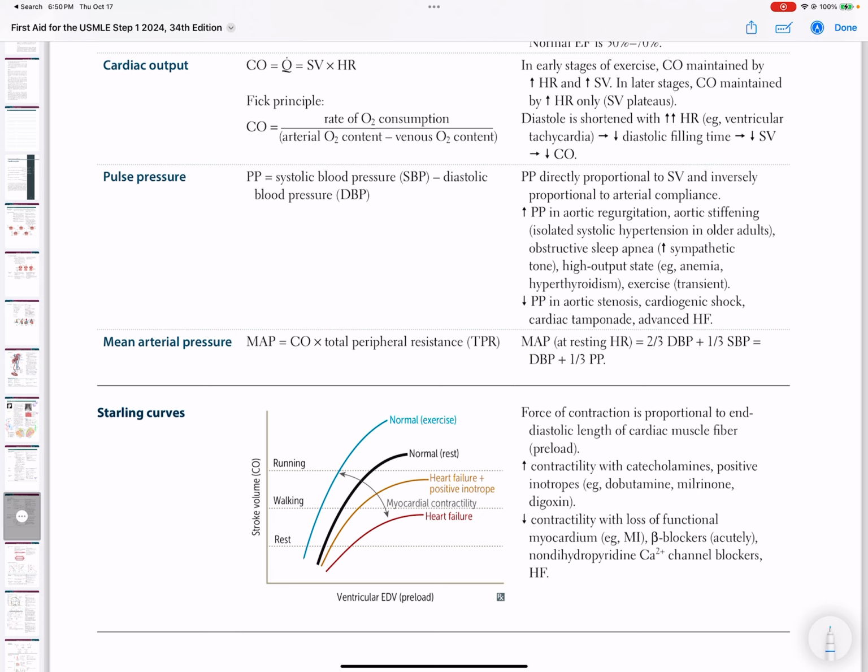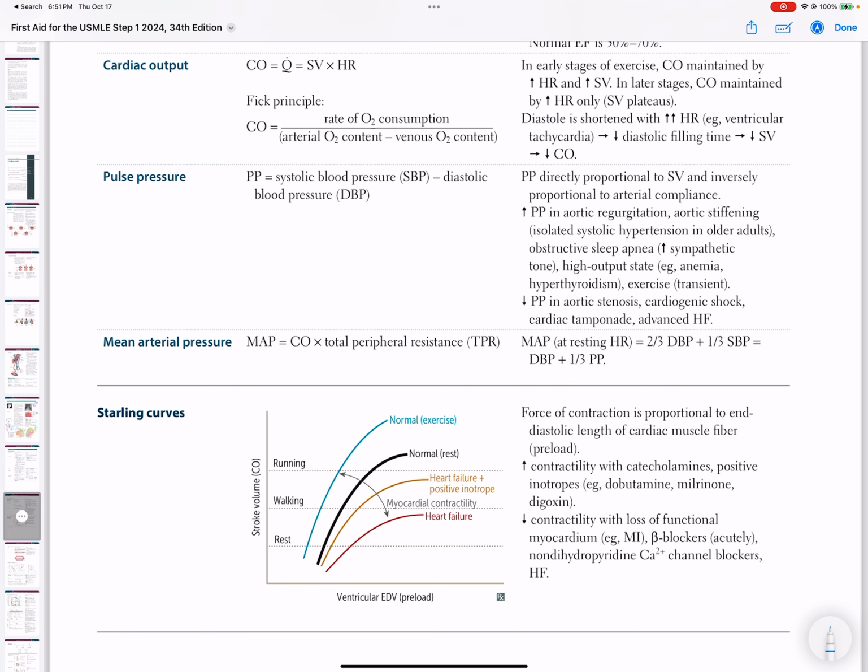Isolated systolic hypertension in older adults, obstructive sleep apnea, increased sympathetic tone, high output state, that is anemia, hyperthyroidism, and exercise transiently. Decreased pulse pressure in aortic stenosis, cardiogenic shock, cardiac tamponade, and then advanced heart failure. Mean arterial pressure, that's MAP, is cardiac output times total peripheral resistance. Mean arterial pressure at resting heart rate is 2/3 of diastolic blood pressure plus 1/3 of systolic blood pressure, that is diastolic plus 1/3 of the pulse pressure.